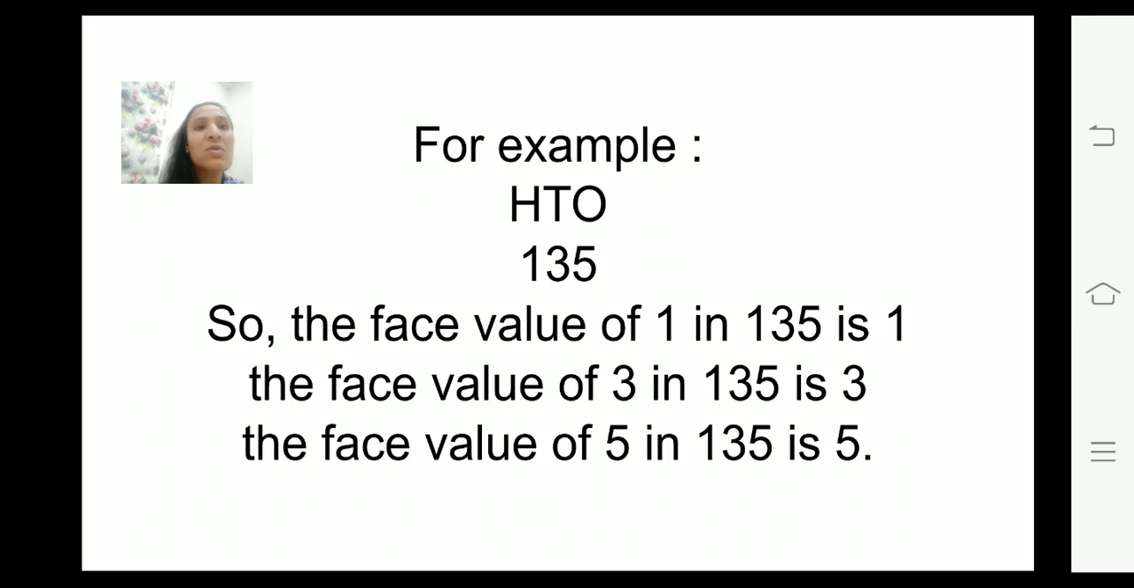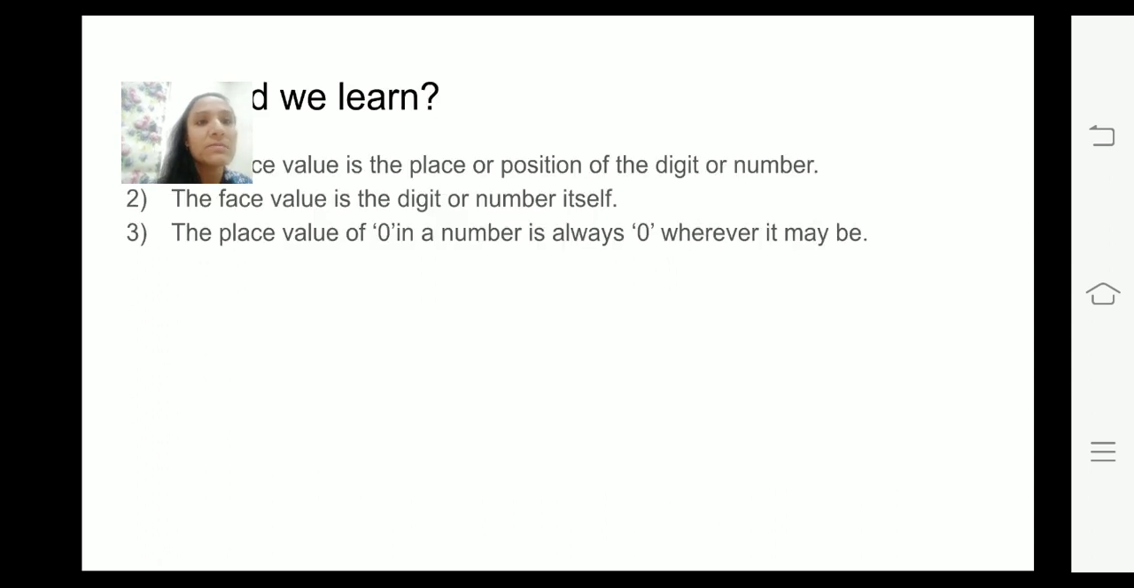Let us take one 3-digit example. The number is 135. So the face value of 1 in 135 is 1. The face value of 3 in 135 is 3. The face value of 5 in 135 is 5.